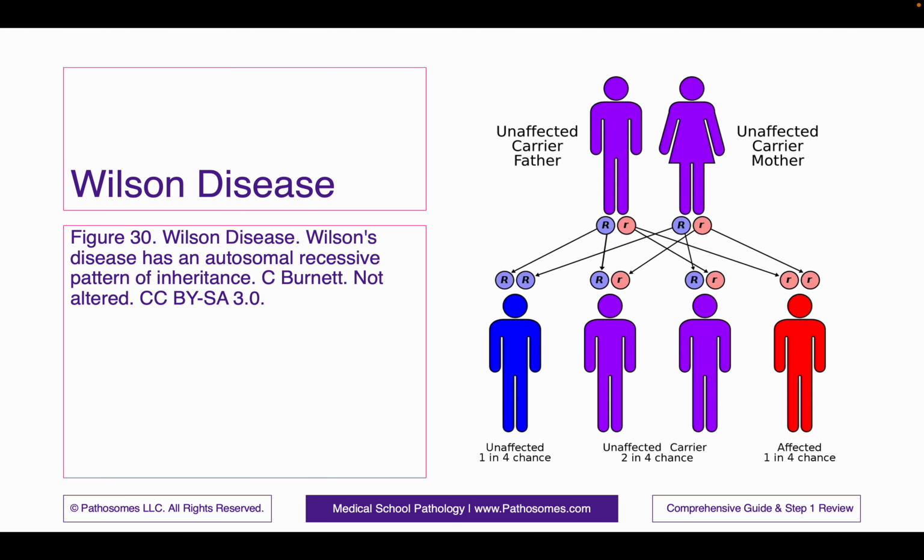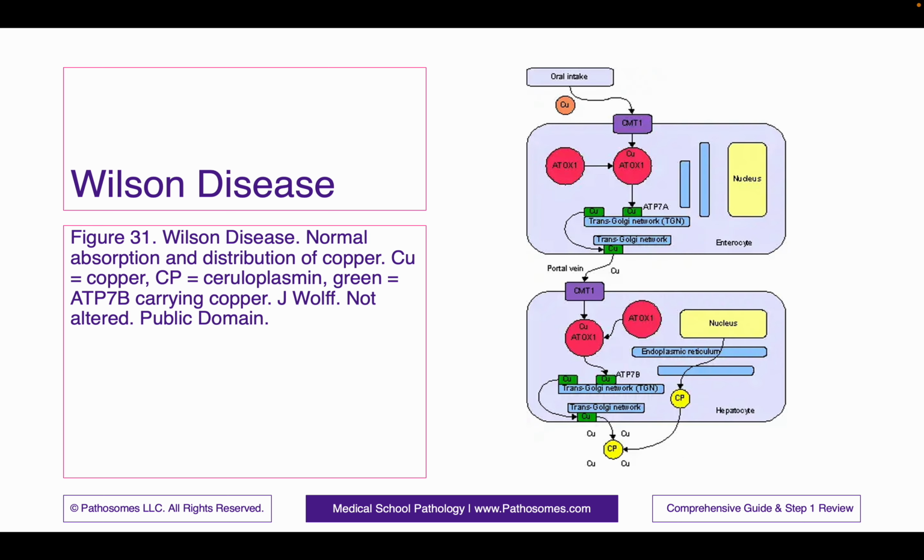Wilson's disease has an autosomal recessive pattern of inheritance, right? It's autosomal recessive, and we can see that to the right here in this cartoon. In regards to Wilson's disease, the normal absorption and distribution of copper is affected, right? So take note of this cartoon here if you like. It's highly unlikely that you'll be asked about this, though, because on clinical vignette, there'll be a lot of physical exam findings and labs that will point you in the right direction.